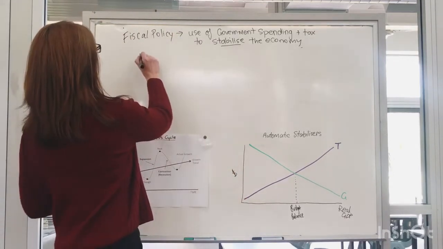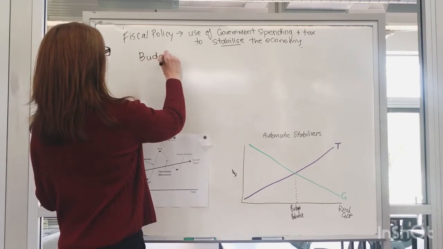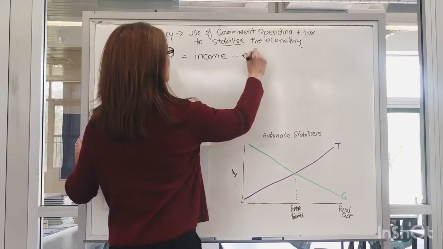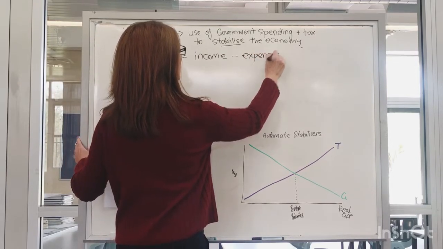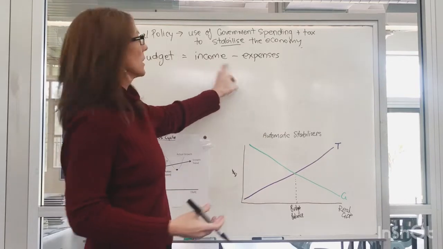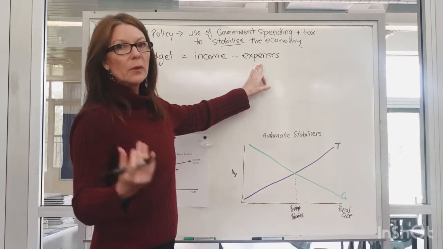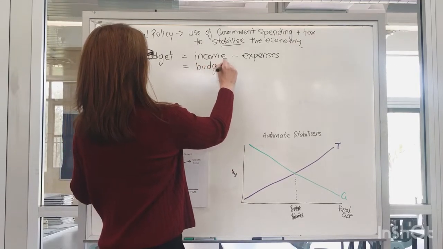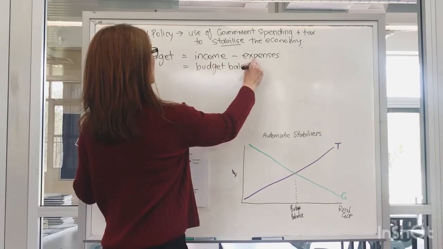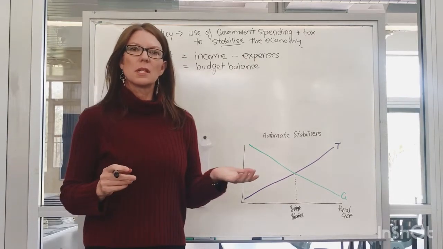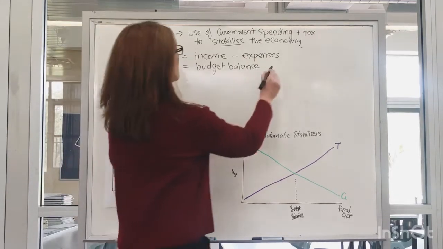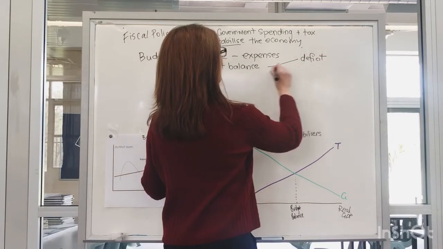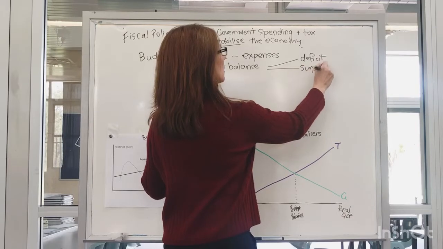Okay, so budget equals income minus expenses. Income sometimes referred to as revenue, okay, expenditure, and out of that you end up getting a budget balance. Okay, so budget balance, which we know can be a negative, which is a deficit, or a positive, which is a surplus. So, deficit or a surplus.